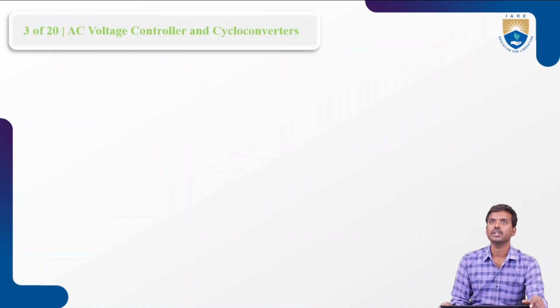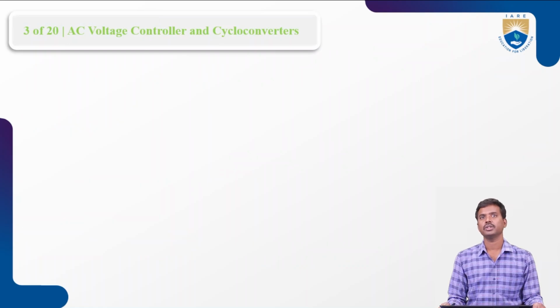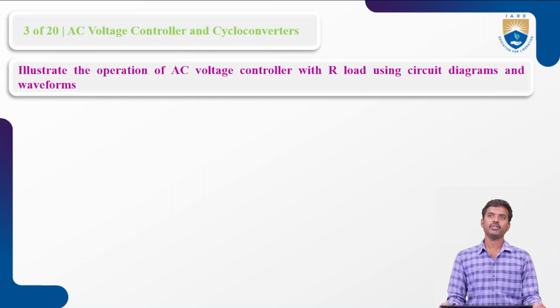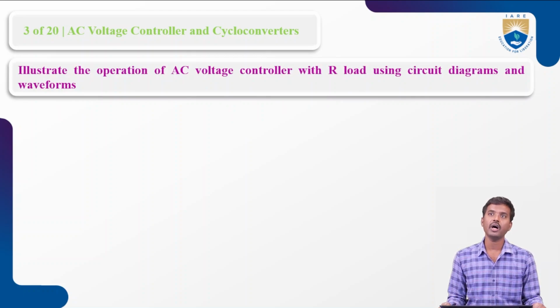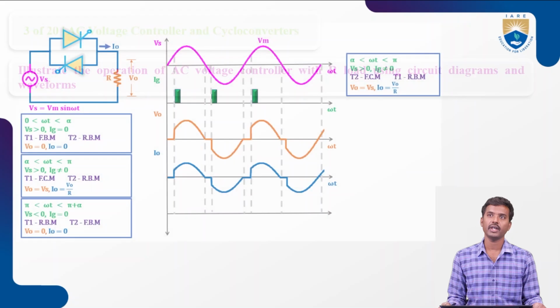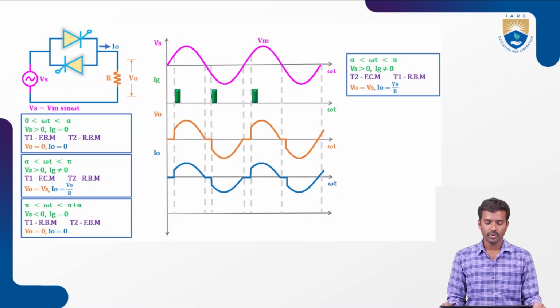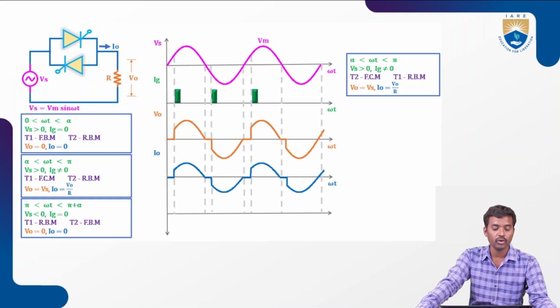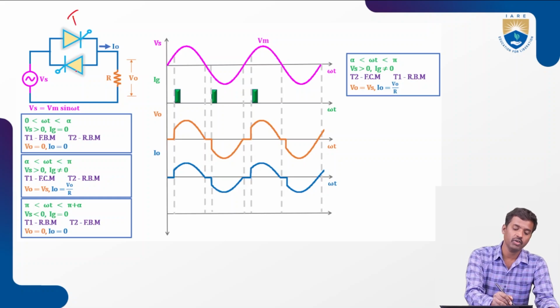Next, the third question on the AC voltage controller: explain the operation of the AC voltage controller with R load using circuit diagrams and waveforms. In the first question I discussed the single phase half bridge with RL load, but here I am explaining the full bridge, with two thyristors T1 and T2.